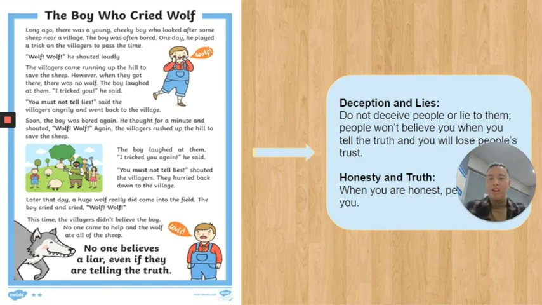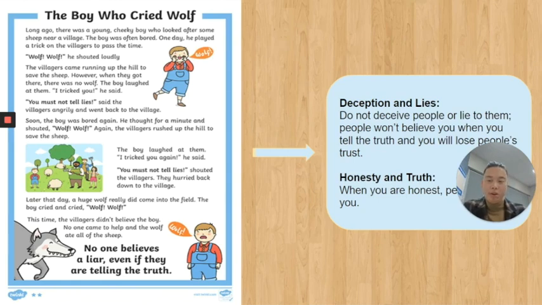Long ago there was a young cheeky boy who looked after some sheep near a village. The boy was often bored. One day he played a trick on the villagers to pass the time. "Wolf, wolf," he shouted loudly. The villagers came running up the hill to save the sheep. However, when they got there, there was no wolf. The boy laughed at them. "I tricked you," he said. "You must not tell lies," said the villagers angrily, and went back to the village.